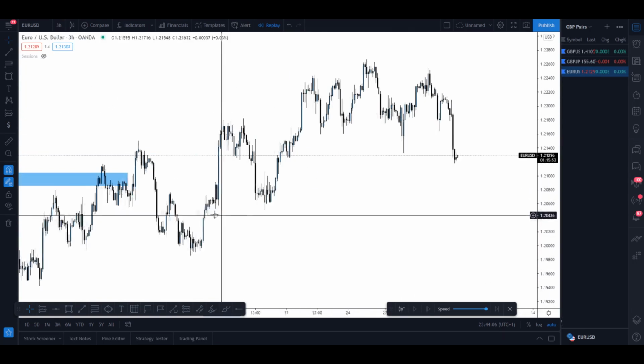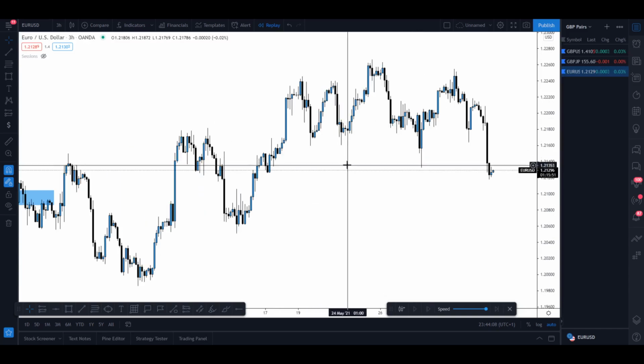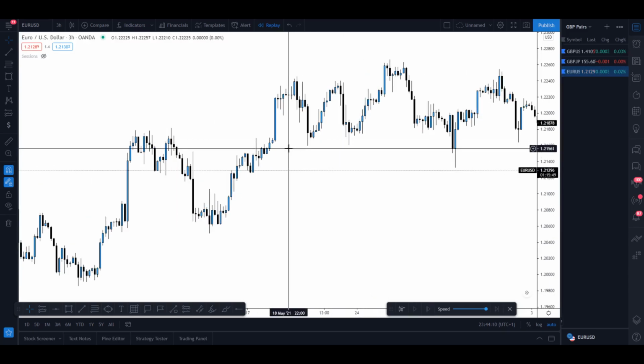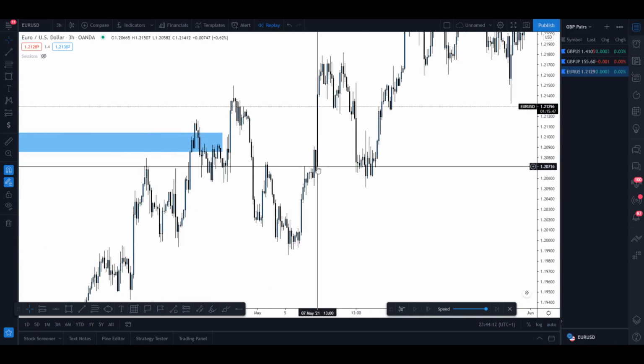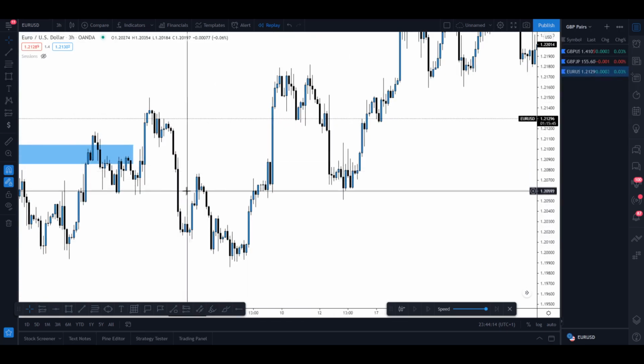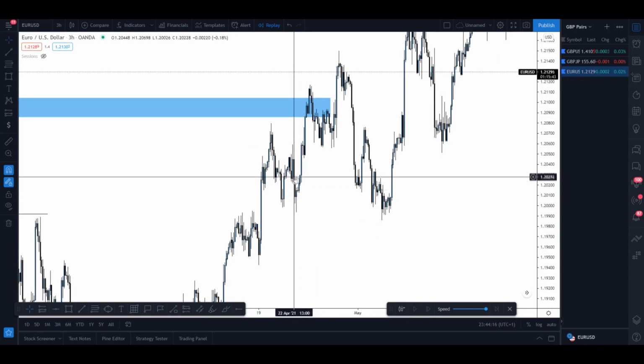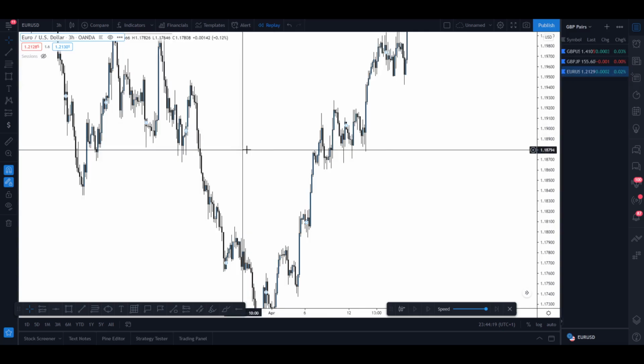Go down to an institutional candle, like right here. All right, perfect. This is a good example. Or right over here, this is a good example. Actually, no, that's not a good example. No. Let's look for a good example live right now.